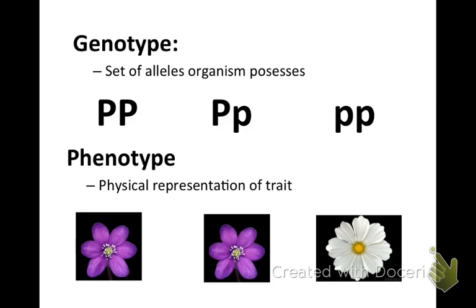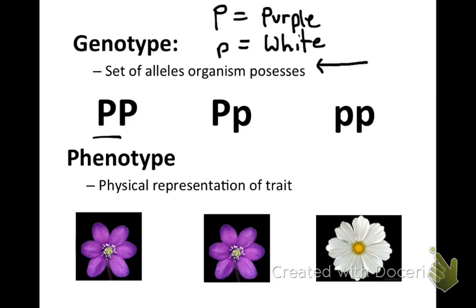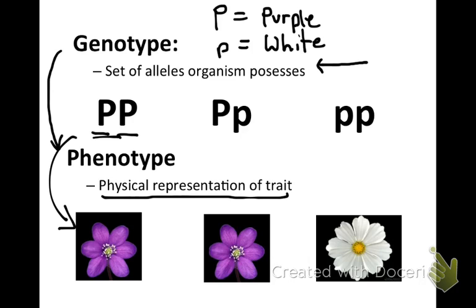So even though an organism might have a certain set of alleles, what's it going to look like? Well, first we're going to want to look at the genotype, and that's the set of alleles the organism possesses. And so for here we're going to represent the purple colored flower being a big P and white being a little p. So if we have one big P, one other big P, this is only going to give us a purple flower. And that trait of being purple, that physical representation of the trait, that's going to be our phenotype. So the genotype will lead to our phenotype.